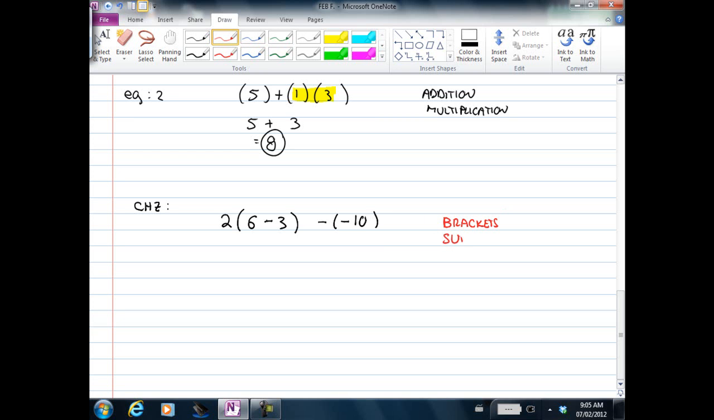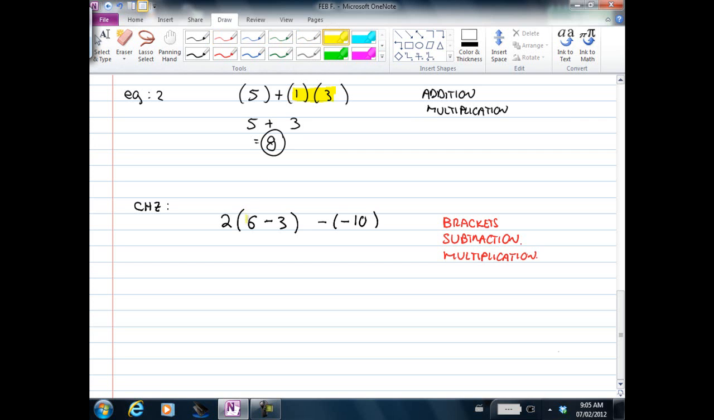Subtraction. Sure, I see subtraction. Naresh, what else do you see? Multiplication. See, all I'm going to do is write down everything I see. Now, according to BEDMAS, Rajan, which one should I work with first?